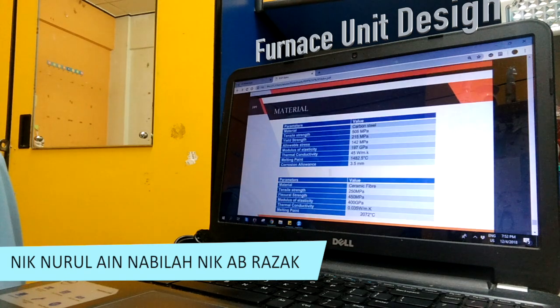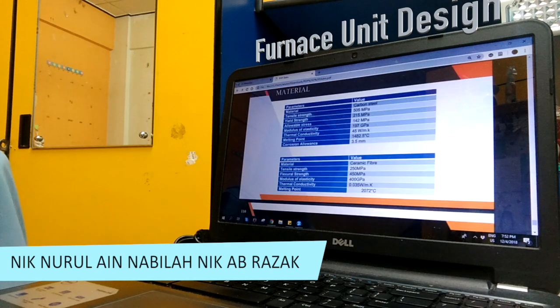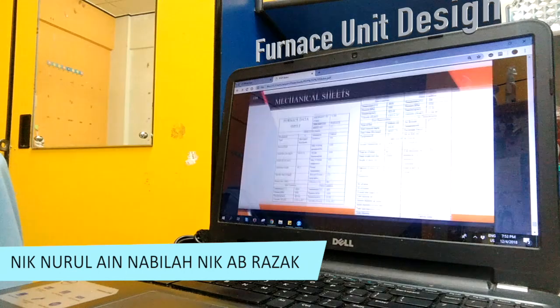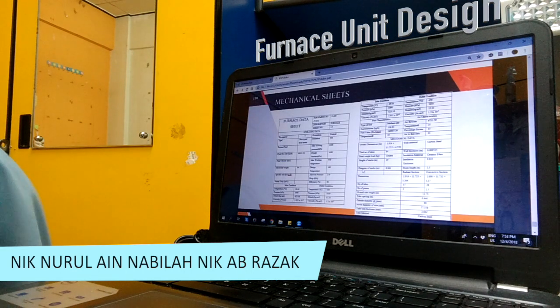So this is the material of our furnace. This is for casing, and this is for our insulation materials. For casing, we are using carbon steel, and for the material of the insulation, we are using ceramic fiber. So this is the mechanical sheets of our furnace.